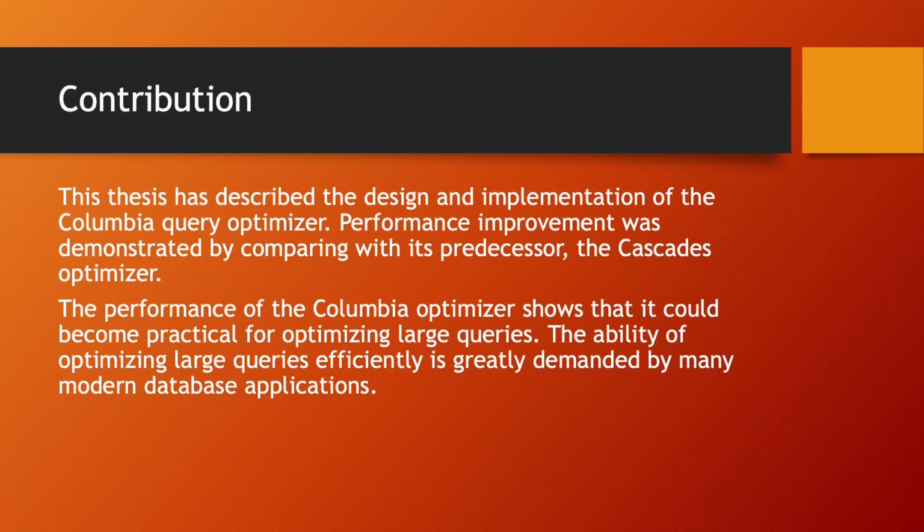Coming to the contributions, this thesis has described the design and implementation of the Columbia Query Optimizer. Performance improvement was demonstrated by comparing with its predecessor, the Cascades Optimizer. The performance of the Columbia Optimizer shows that it could become practical for optimizing large queries. The ability of optimizing large queries efficiently is greatly demanded by many modern database applications.